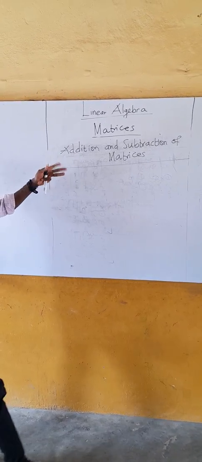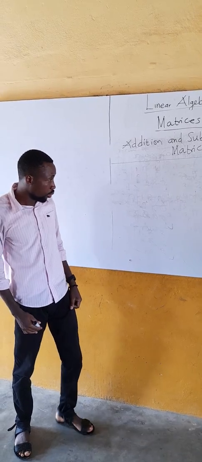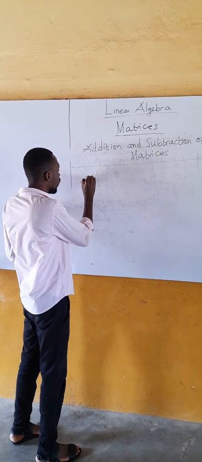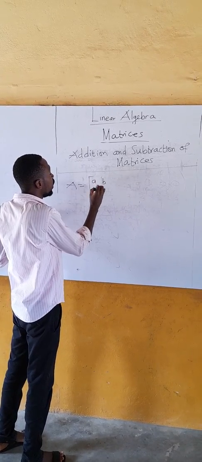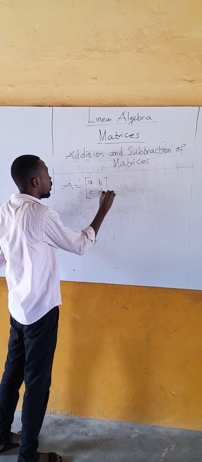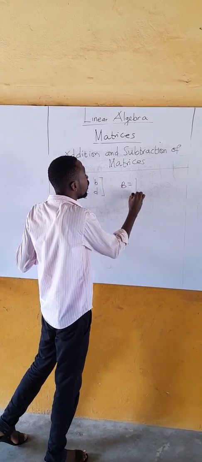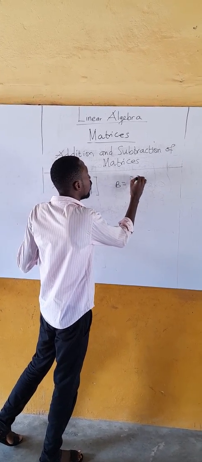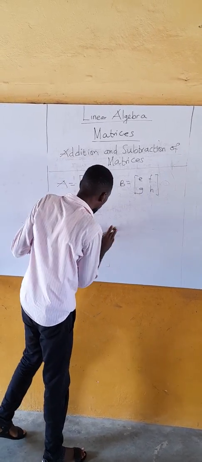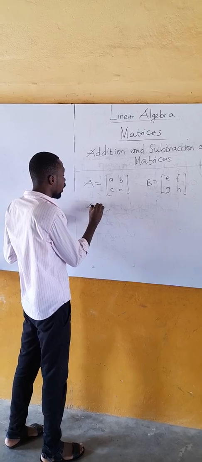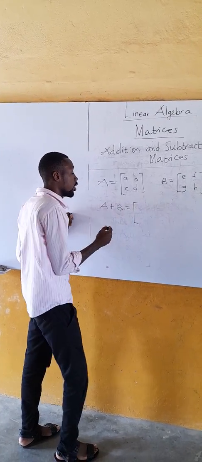So the next thing, as I promised you, is the addition and subtraction of matrices. Now, if we have a matrix A and it is equal to the entries a, b, c, d, this is a 2 by 2 matrix. Another matrix B is equal to e, f, g, h. And we are asked to find A plus B. It's very simple.